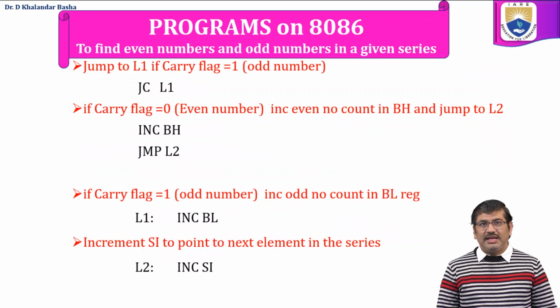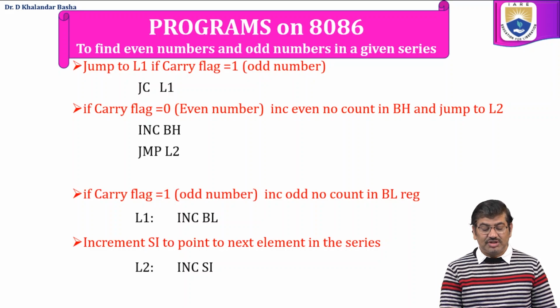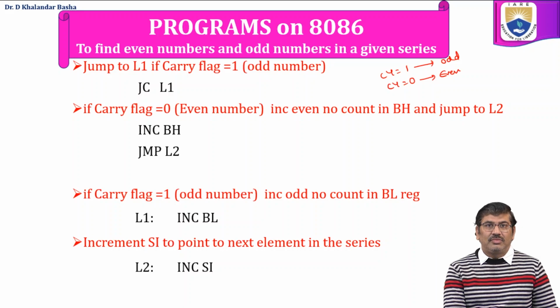For checking the carry flag, we are going to use the instruction JC, which indicates jump if carry. That means if carry is equal to 1, go to label 1, otherwise go to the subsequent instruction. What does carry equal to 1 specify, and what does carry equal to 0 specify? When carry is equal to 1, it indicates the given number is an odd number. If carry is equal to 0, it indicates the given number is an even number. So when we check the carry flag, go to label 1. At label 1, we will write the logic for odd numbers.